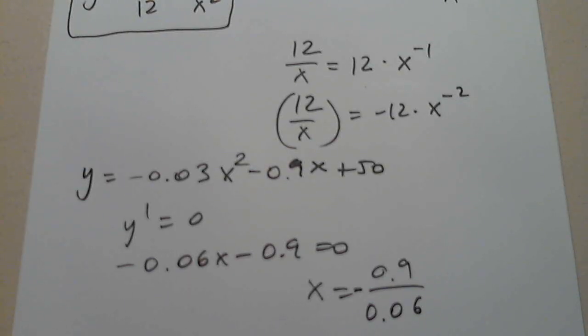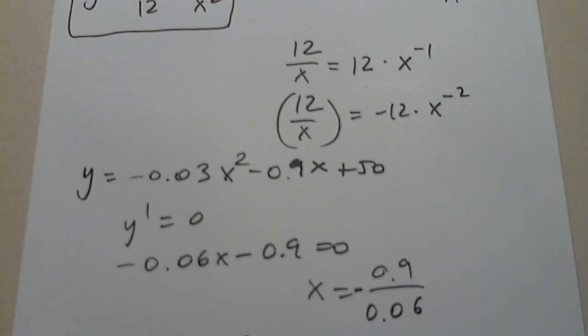And you use a calculator to divide 0.9 by 0.06. That's 15 with minus in front. So x equals negative 15. And you have to plug it in the y to find the point. That's it. So negative 0.03 x squared.